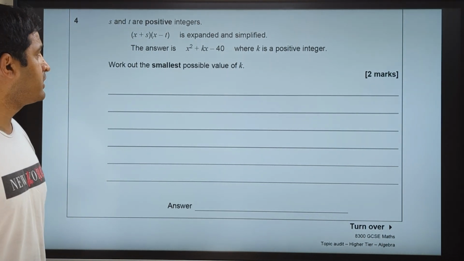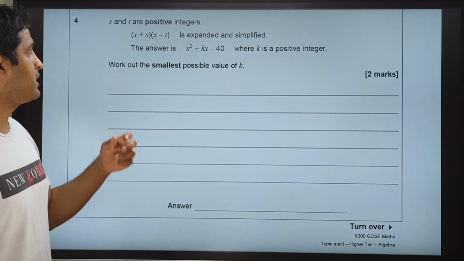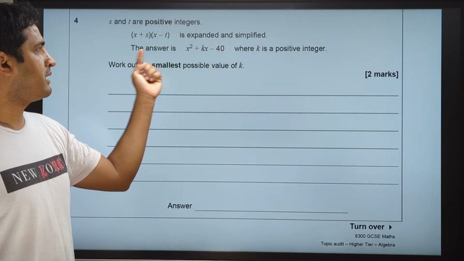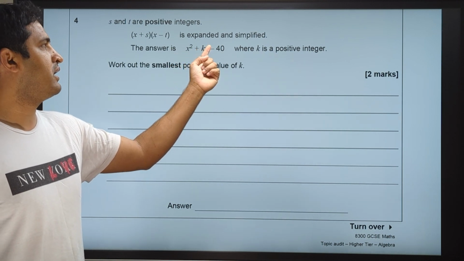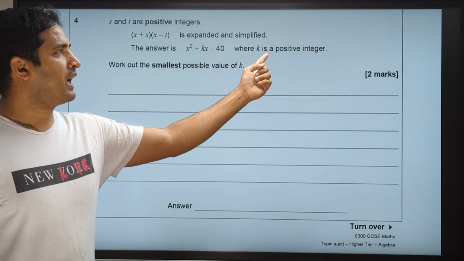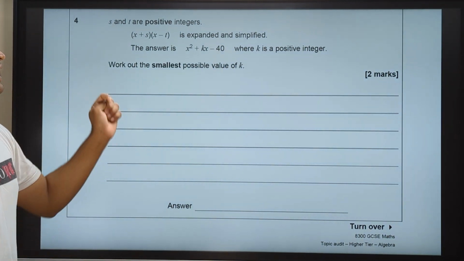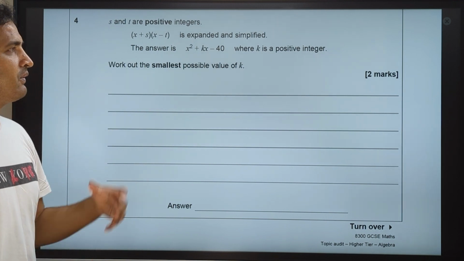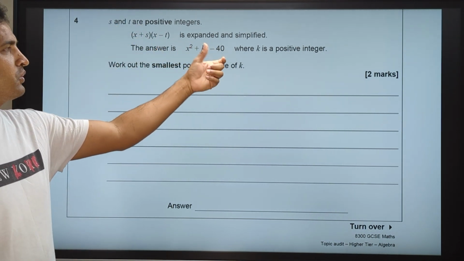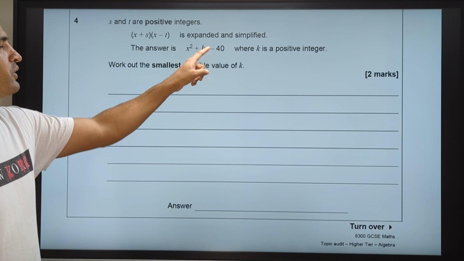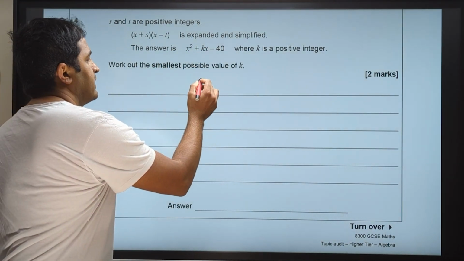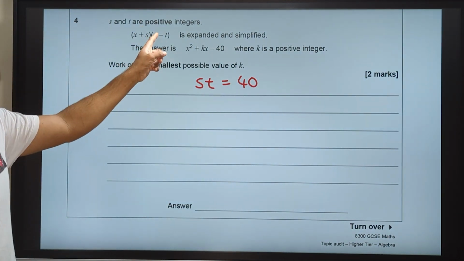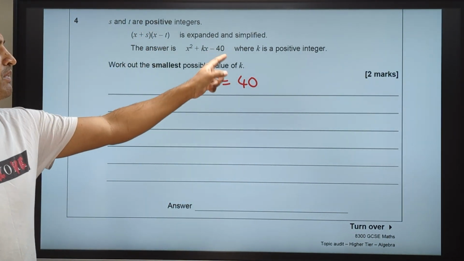s and t are positive integers, meaning positive whole numbers. So those are the positive whole numbers, and it's expanded and simplifies to get you x squared minus kx minus 40, where k is also a positive integer. Okay, so we know s times t will give you 40. And when you expand this together, we know two things here for sure. s multiplied by t will give you 40. That's for sure, because that's minus t there, so that's why we get minus 40.